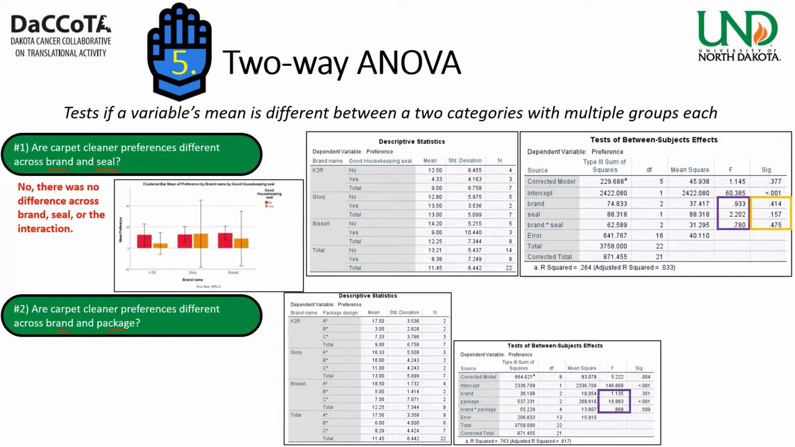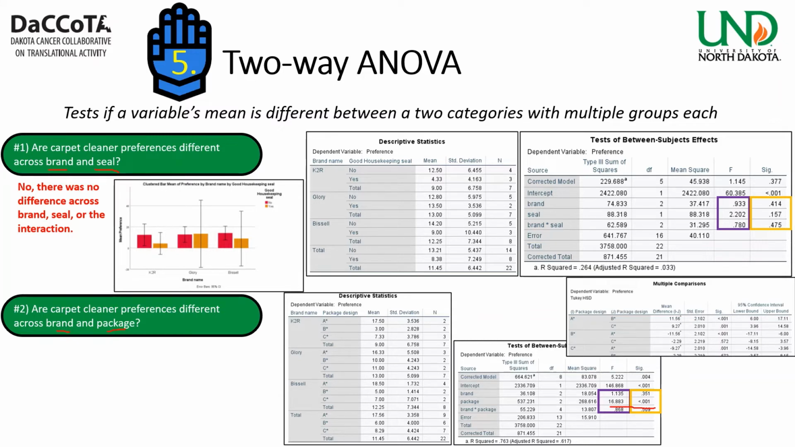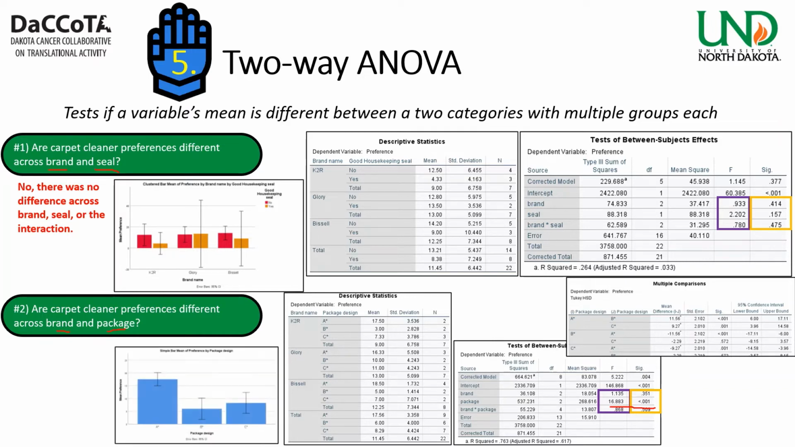Looks like while the brand and interaction are not significant, the package is indeed still significant. And so let's look at multiple comparisons for that package. And what we see here is that, again, just like we saw with one-way ANOVA, A is a lot higher preference than B or C. And so only packages was significant in this more complex model, comparable to just doing a one-way with package alone.